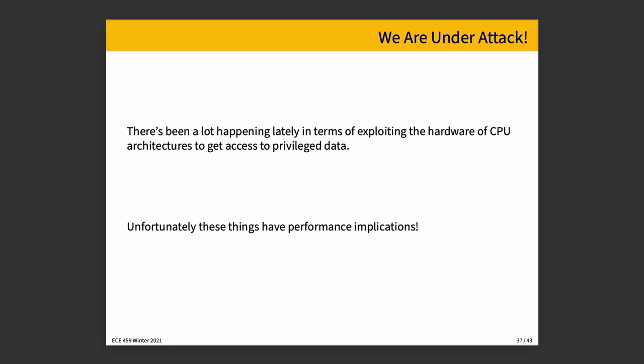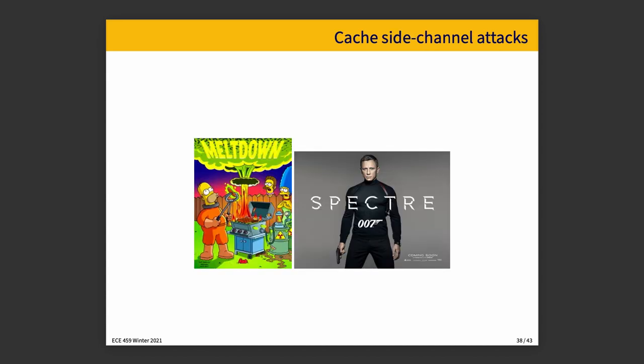You know, the cost of mitigating the problem is, well, performance is worse. So these things do have performance implications. So there's two cache side channel attacks that we want to talk about, and they are called Meltdown and Spectre.